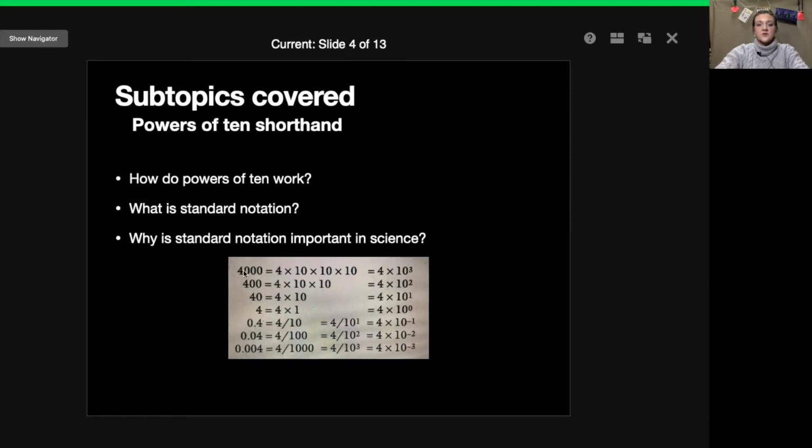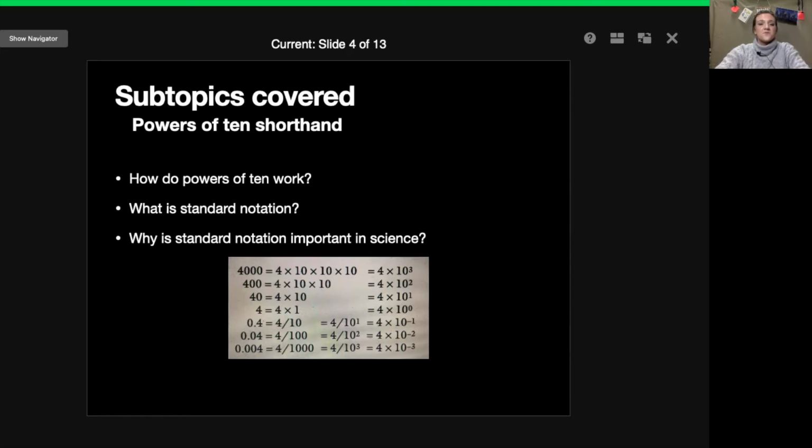So if you look at the multiple of zeros that we have after the 4,000, it's 3 zeros, therefore we will write 4 times 10 to the power of 3, because there are 3 zeros. So therefore there will be 3 zeros after this one.